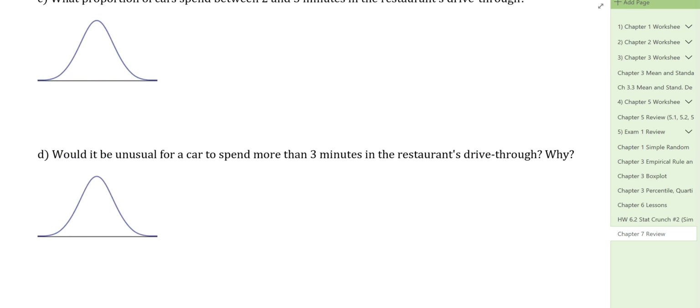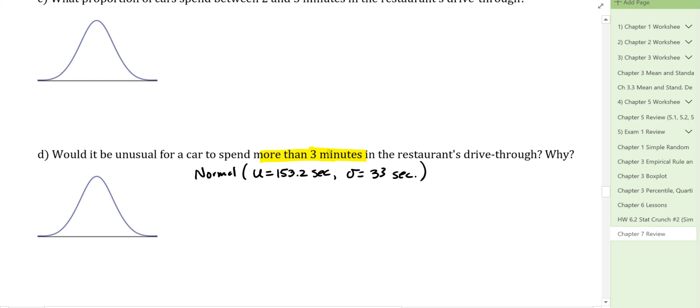I'm going to go straight to 3. Hopefully this will help you do some of your homework problems. So part D says, would it be unusual for a car to spend more than 3 minutes in the restaurant's drive-thru? Let's recall that it's normally distributed with mean 153.2 seconds and standard deviation of 33 seconds. Notice that this one is given in minutes. So before I do anything else, I want to convert that to seconds.